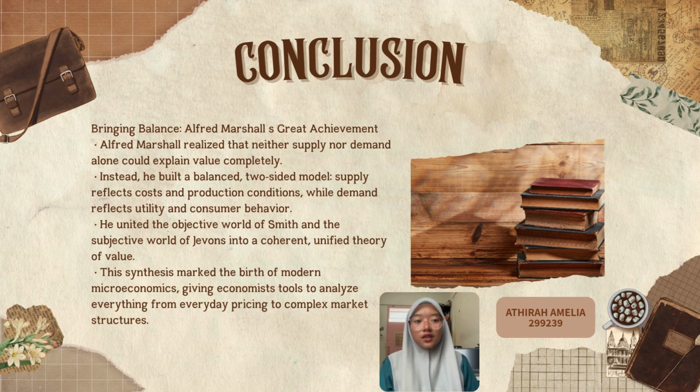Marshall realized that neither supply nor demand alone could explain value completely. Instead, he built a balanced, two-sided model. Supply reflects cost and production conditions, while demand reflects utility and consumer behavior. He united the objective world of Smith and the subjective world of Jevons into a coherent, unified theory of value. This synthesis marked the birth of modern microeconomics, giving economists tools to analyze everything from everyday pricing to complex market structure.